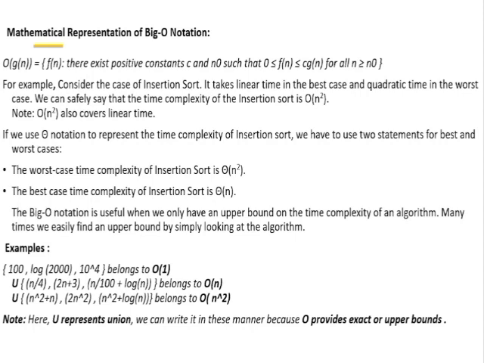The big O notation is useful when we only have an upper bound on the time complexity of an algorithm. Many times we easily find an upper bound by simply looking at the algorithm. Again, some examples are shown here. U represents union. We can write it in this manner because big O provides exact or upper bounds.